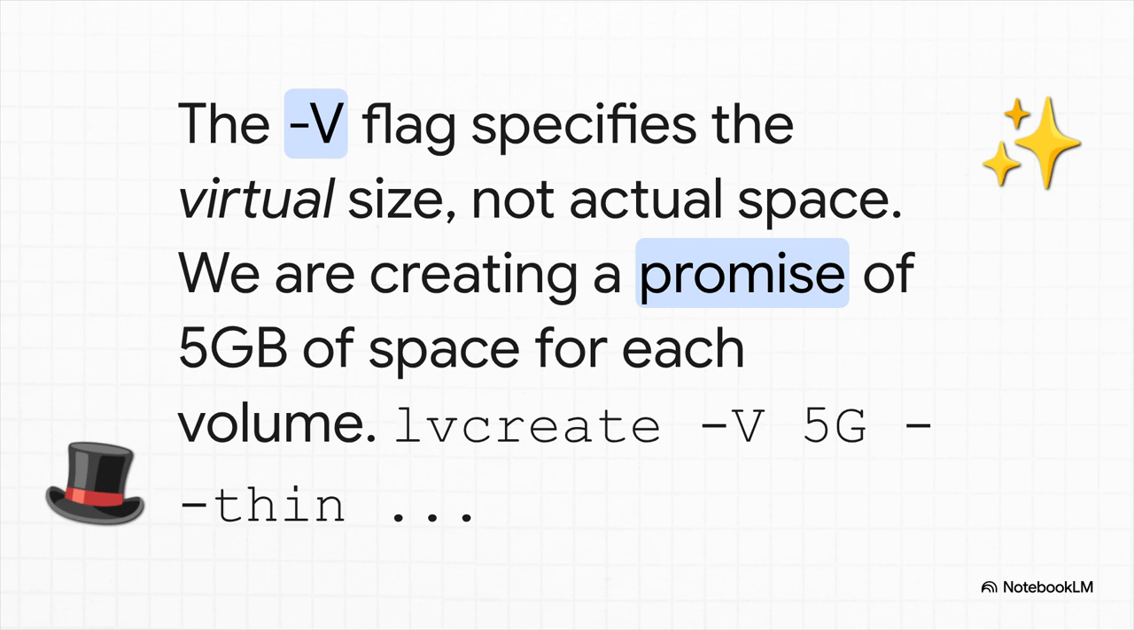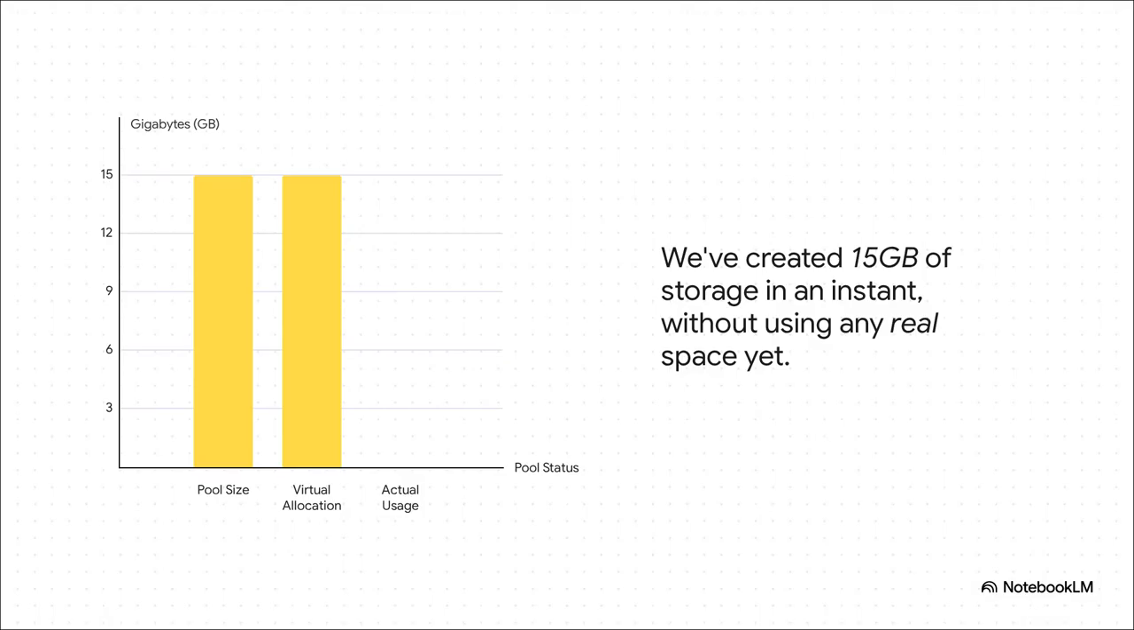We're just asking for a promise of that space for each volume. And would you look at that? The system reports that we virtually allocated 15 gigabytes. That's our 3 5-gig volumes. But look at the actual physical usage. It's 0. Or, something very, very close to it. We just created 15 gigs of storage in less than a second without actually using any real space.